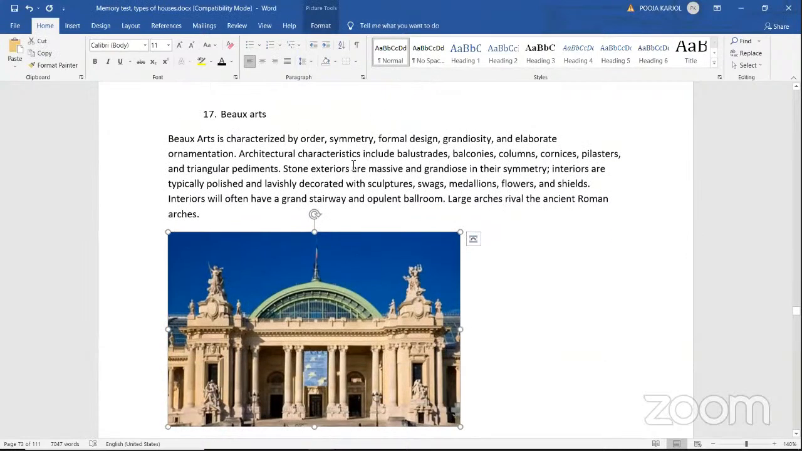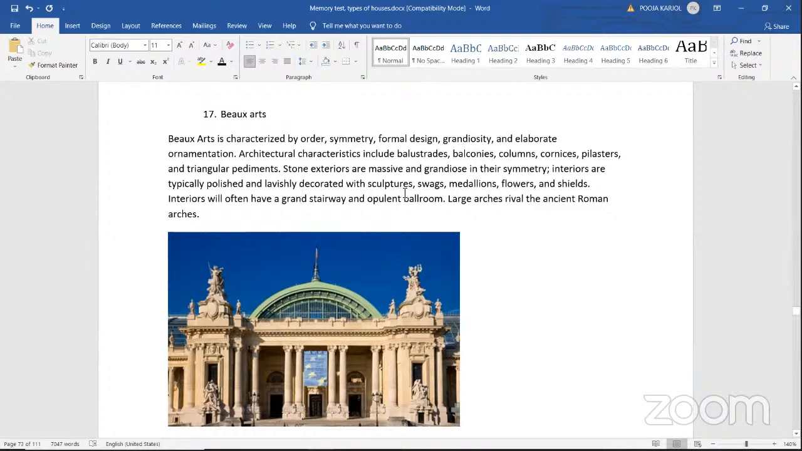Again, this includes pilasters, balconies, columns, cornices. Many of the architectural designs and features are used. Okay, it's one of the most elaborate kinds of architecture. Okay? They don't build like this anymore because it is on a grand scale.